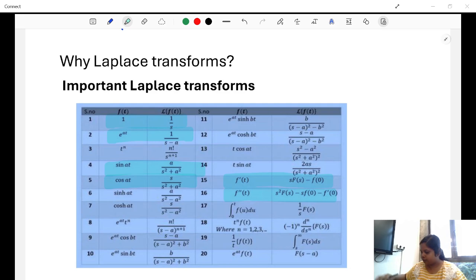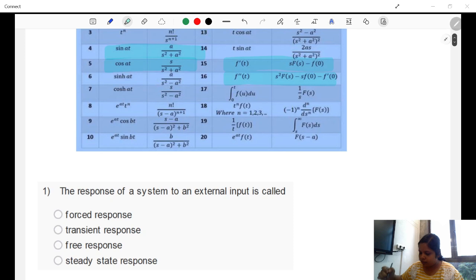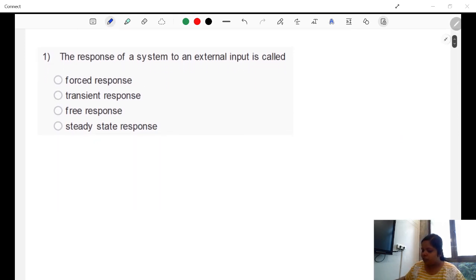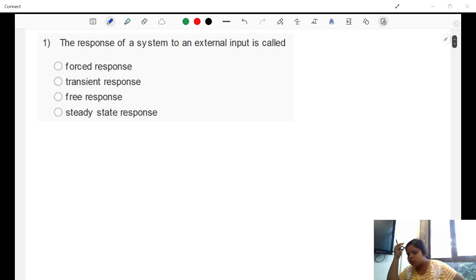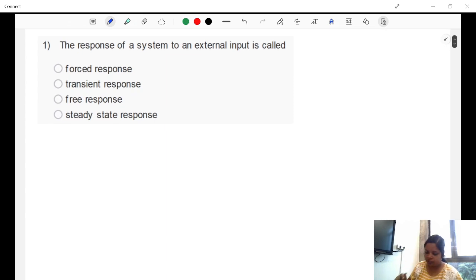Okay. Then we'll start with some questions. So, the first question is, the response of a system to an external input is called. So I think you've seen the lecture, and you've got something called forced response, free response, some sort of transient response, some sort of steady state response. So can someone tell me what is the answer to this question? Forced response, madam. Yes, forced response. So why is it forced response actually?